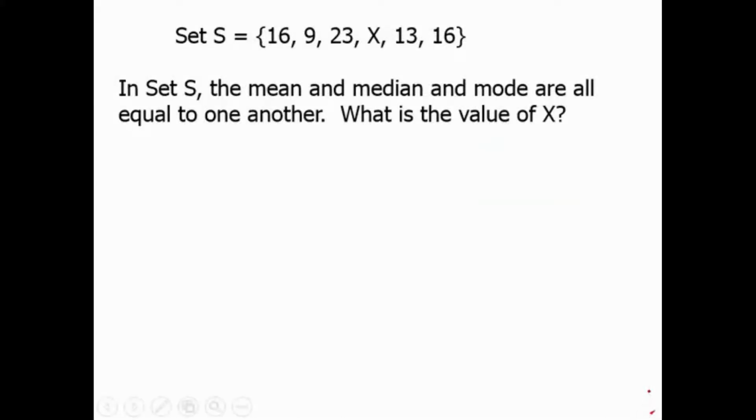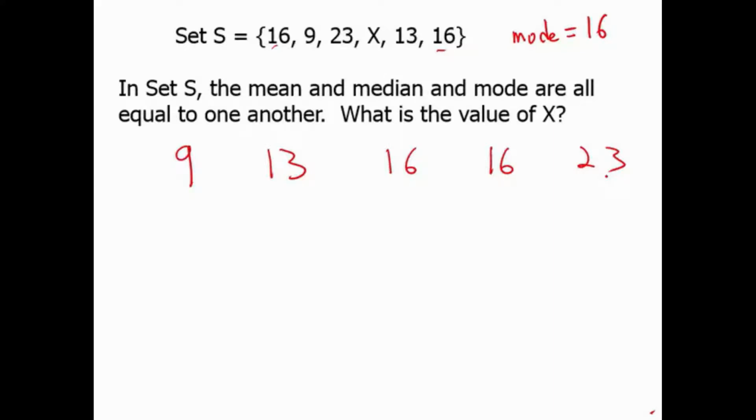Okay, this is kind of an out-of-the-box question. First of all, notice that we have 2 16s in the set. So right away, we know that the mode equals 16. What would it take for the median to be 16? Well, let's just write these numbers in order. We'll space them out a little bit. 9, 13, 16, 16, 23.